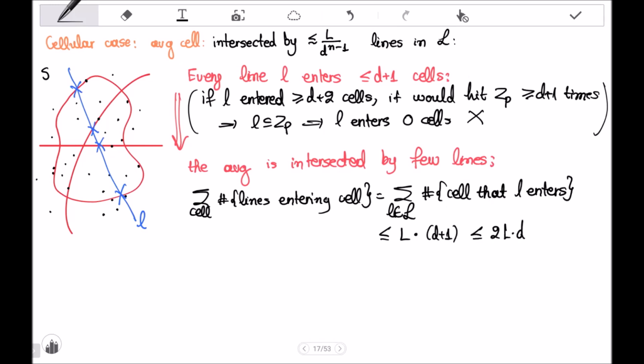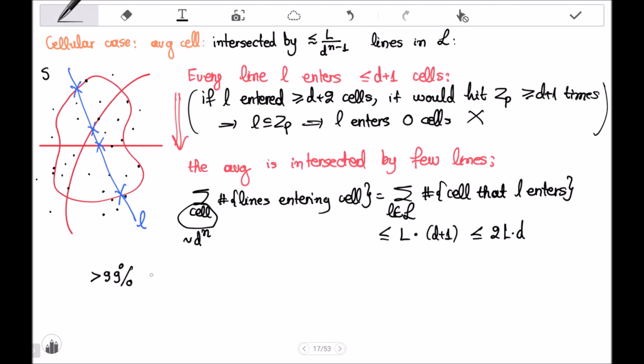Okay, and here you can sort of see where we're going. The cells, how many are they? They're about D to the N. So the average cell should be intersected in principle by at most this over D to the N. And you get exactly L over D to the N minus 1. The exact statement is this, or one of the exact statements.